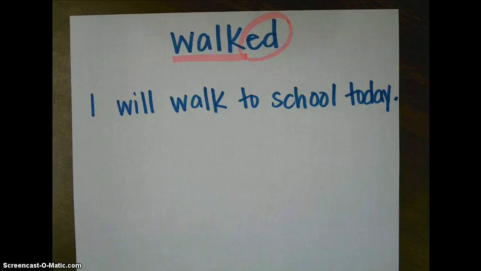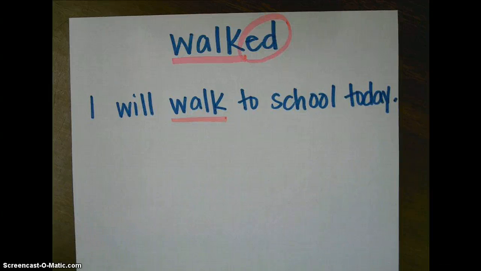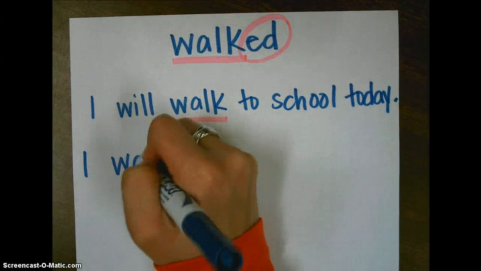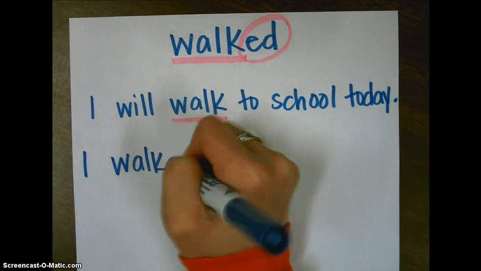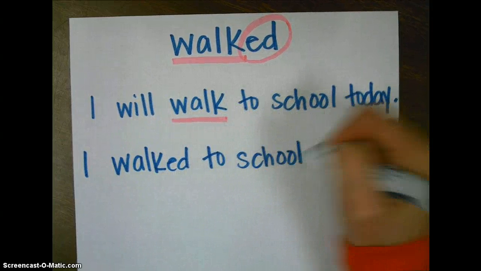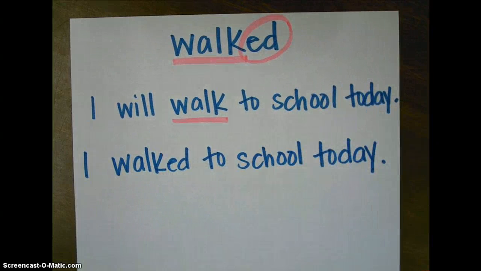Which means that's going to happen today. I will walk to school, and we have our base word walk. Now, if you use our full word with the ed added to the end, we would say, I walked to school today. So again, adding that ed ending changes the sentence to make it past tense.